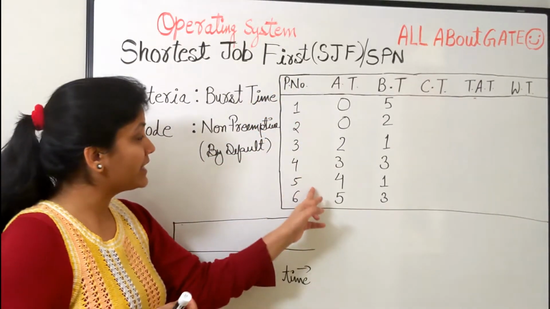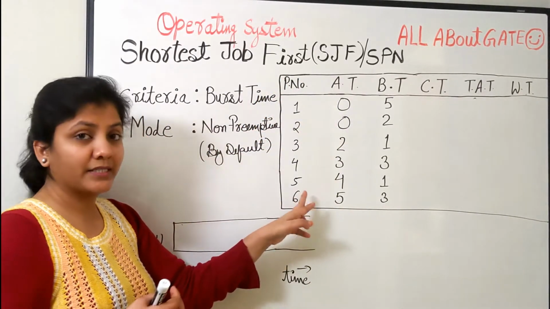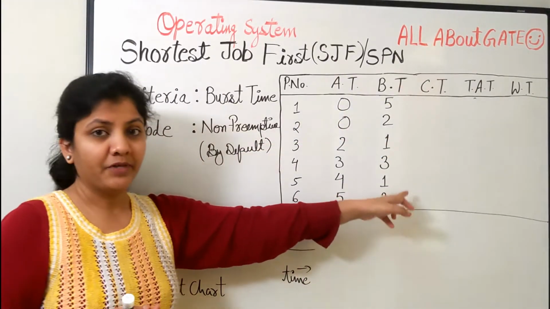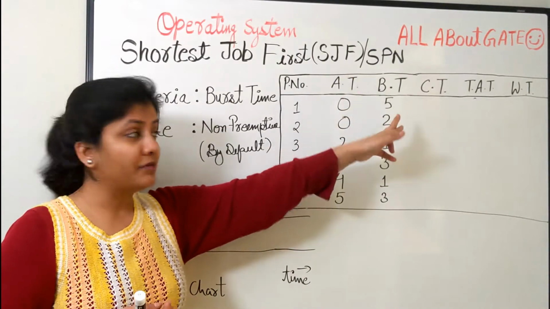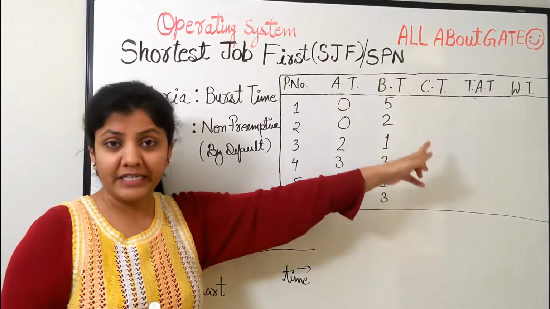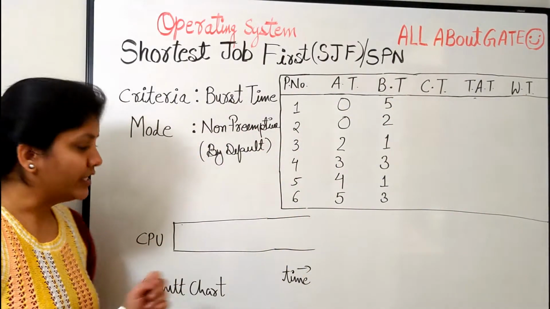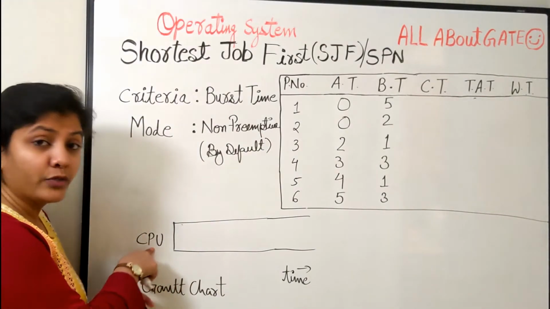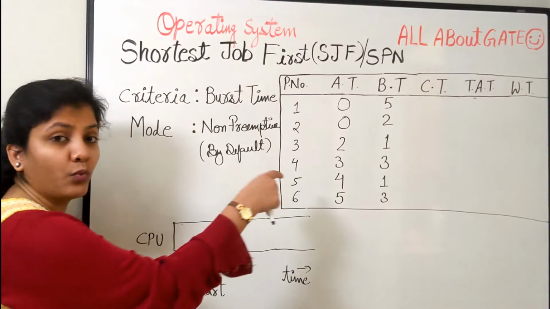We have the question right here, from process 1 to process 6, with their respective arrival times and burst times. You all know how to find out the completion time, turnaround time and waiting time; we'll do that after we schedule them. So now on the Gantt chart, we are going to allocate the CPU to the processes one by one.